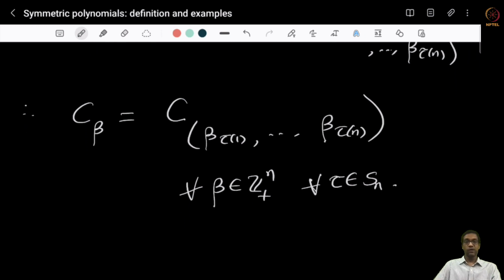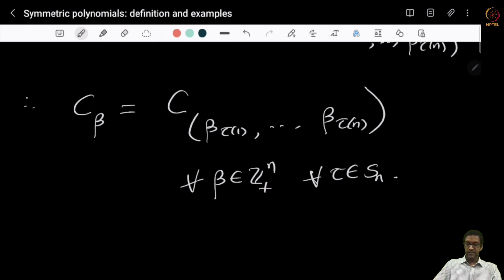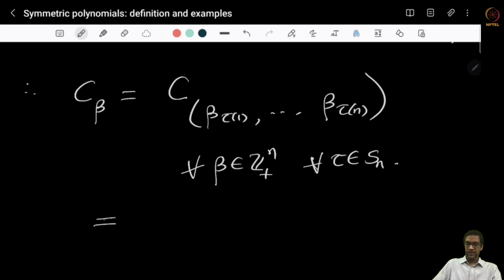I'll just leave the converse as an exercise. It's more or less the same sort of idea. So reverse, try and work this out.